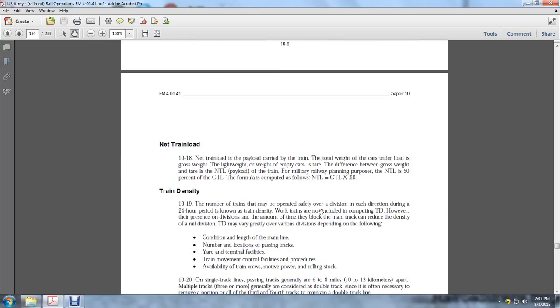The net train load. Net trailing load is the payload carried by the train. The total weight of the car is unloaded, and the gross weight, the light weight of the car, an empty car, is the tare. The difference between the gross weight and the tare is the net trailing load, the payload of the train. For military railway planning purposes, the net trailing load is 50% of the gross trailing load. The formula is calculated as the net trailing load equals GTL times 0.5.